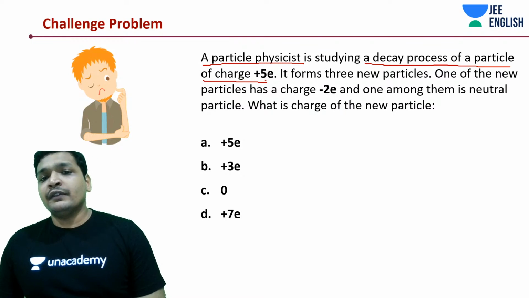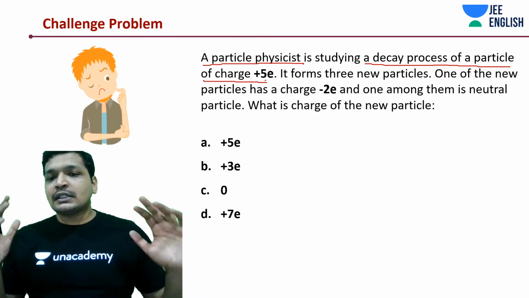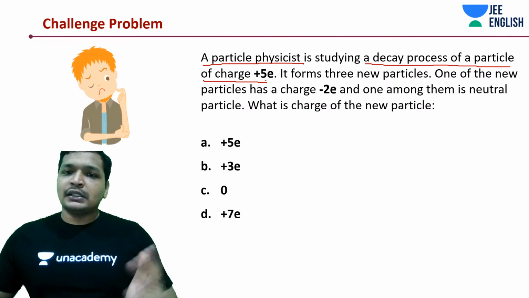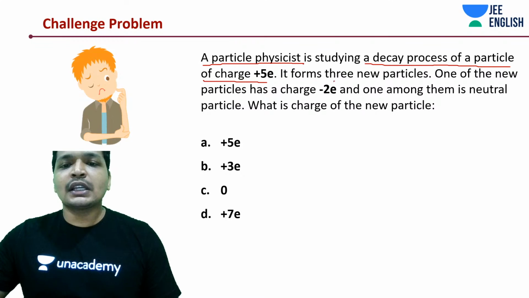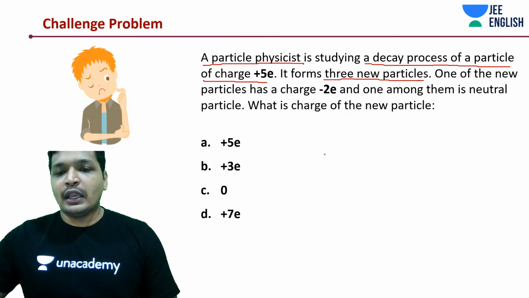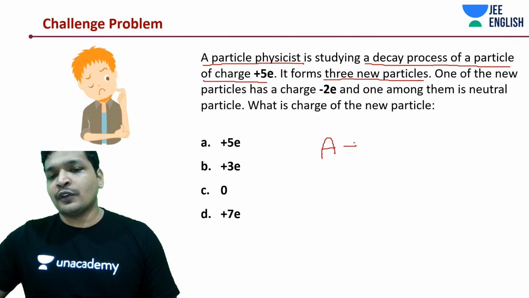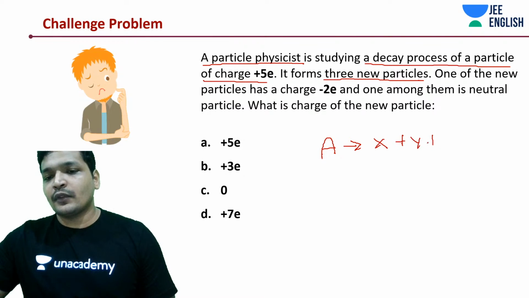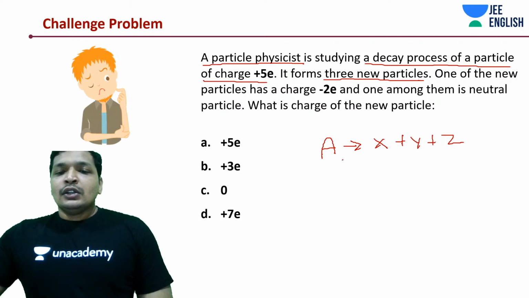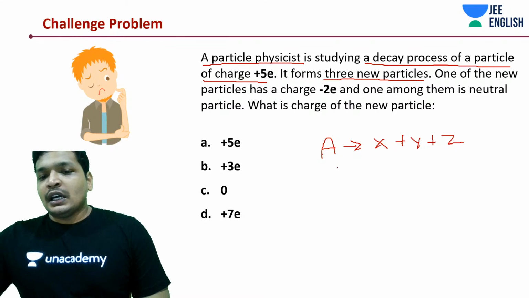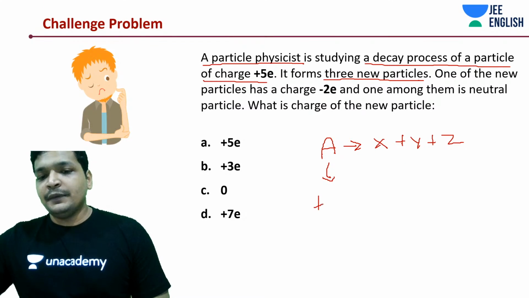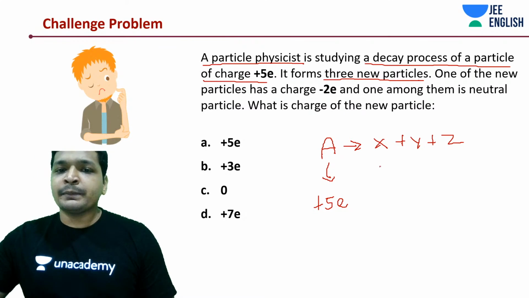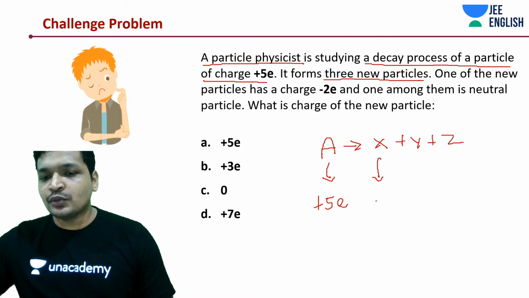It can be radioactive. So now there is a particle and it is decaying. It is forming multiple particles. How many particles does it form? 3 new particles. So in some sort of reaction, it forms something like X, Y and Z. Alright, so A initially has a charge of plus 5e, and X, one of the particles among them, has a charge of minus 2e.